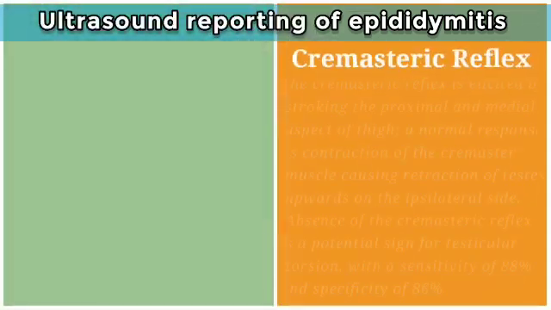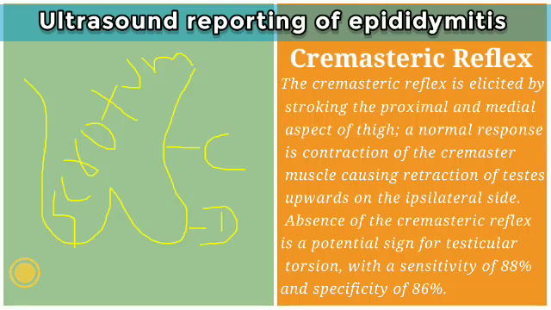Cremasteric reflex. When we gently stroke the proximal and medial part of the thigh, the scrotum of the stroked part moves upward gently, retracting the testicle, moves from D to C. This is not seen in patients with epididymitis or testicular torsion. When we stroke the medial part of the thigh of a patient with testicular torsion, the scrotum does not move upward.